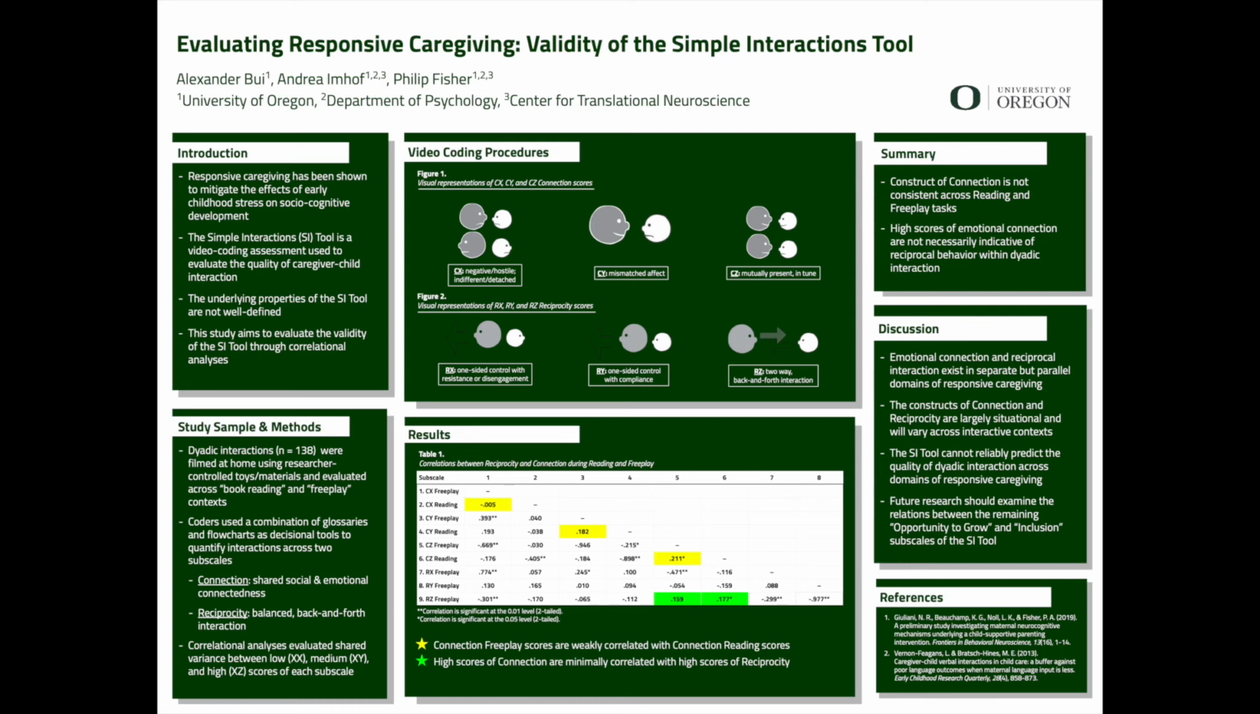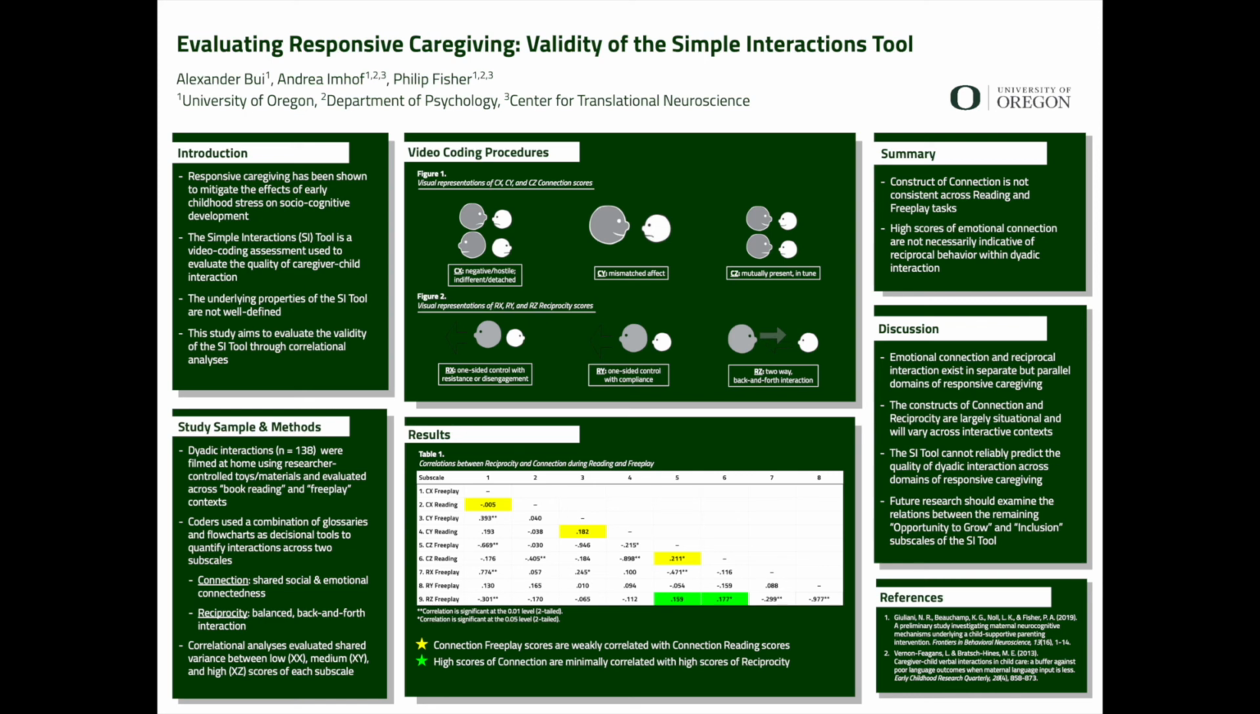The fact that the constructs of emotional connection and reciprocity are not predictive of one another, even within the same assessment tool, emphasizes that responsive caregiving is both full of nuance and not well understood. What we do know is that responsive caregiving does have a positive impact on parent and child outcomes, but the underlying mechanisms of caregiving responsible for these improved outcomes are unclear.